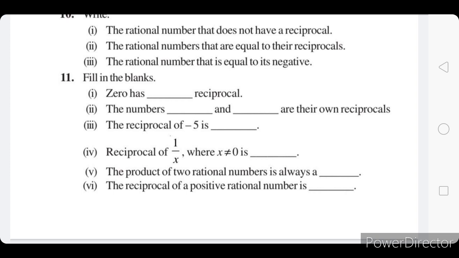So you have to do the leftover questions yourself, because they are similar to what we have done. Now we will meet in the next video with exercise 1.2. There we will do the number line of rational numbers and finding numbers between two given rational numbers. Only these two topics are left. So revise whatever we have done here. Till then, goodbye.